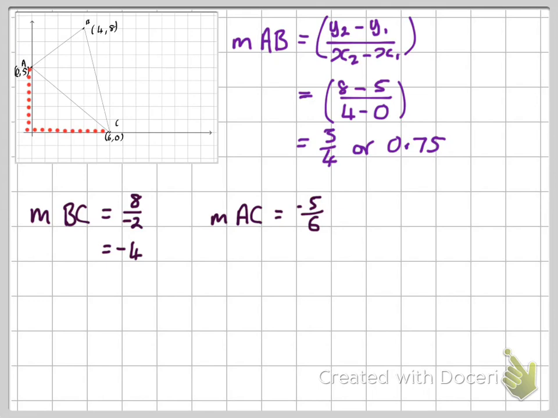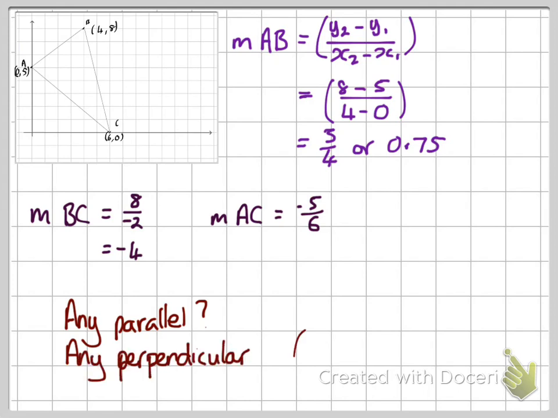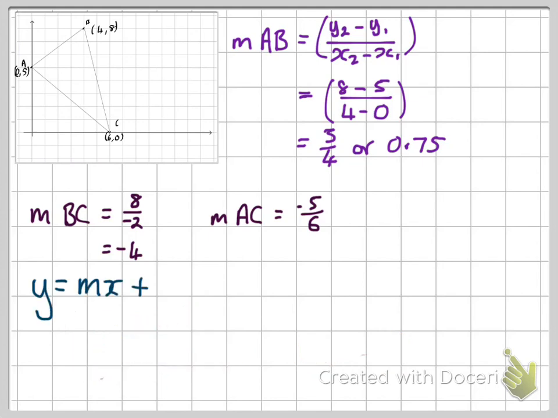Are any of these gradients the same? Anything parallel, or do they multiply to negative 1? Are they perpendicular? So we've got to check that to see if any of them multiply to negative 1, and you'll find no, none of them multiply to negative 1.